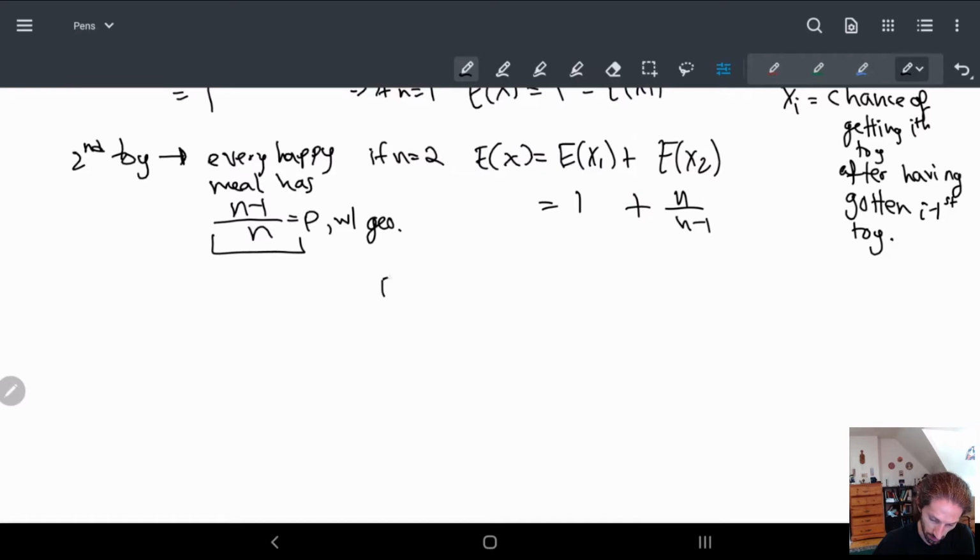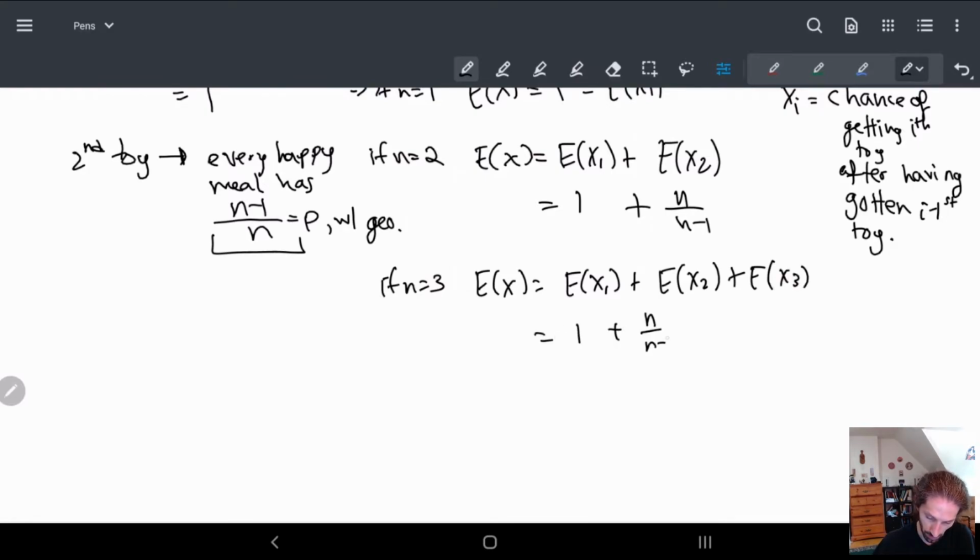So if n is equal to 3, what happens? Well, I want to know E of X plus E of X1 plus E of X2 plus E of X3. So 2 of these we already know, so this is easy. And the question becomes, what's the third toy? So the third toy is basically we do the same thing, right? Every Happy Meal, we've already done 2.